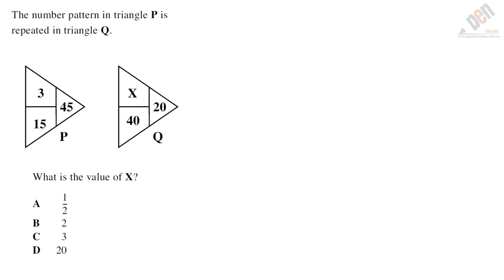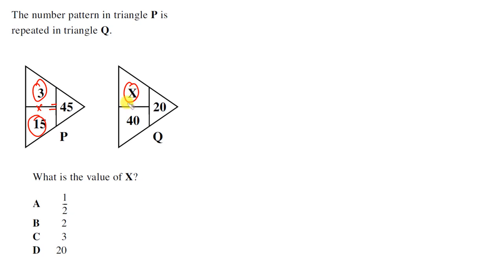The number pattern in triangle P is repeated in triangle Q. What is the value of x? Okay, so we have a certain pattern occurring in triangle P, and at first glance it seems to be fairly obvious. This number here multiplied by this number here will equal this number on the right, since 3 times 15 is equal to 45. But this same pattern is also repeated in triangle Q.